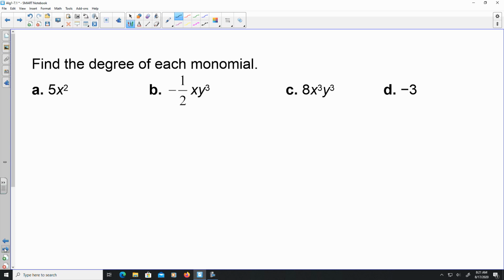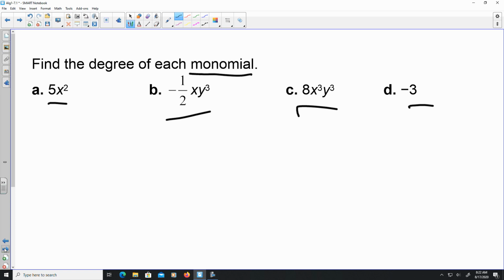The simplest classification of a polynomial is a monomial. A monomial is a one-term polynomial, which means there's no addition or subtraction attached to a specific expression. So 5x squared, negative 1 half xy cubed, 8x cubed y cubed, and negative 3 are all monomials. They're one term. There's no addition or subtraction that's part of the expression.